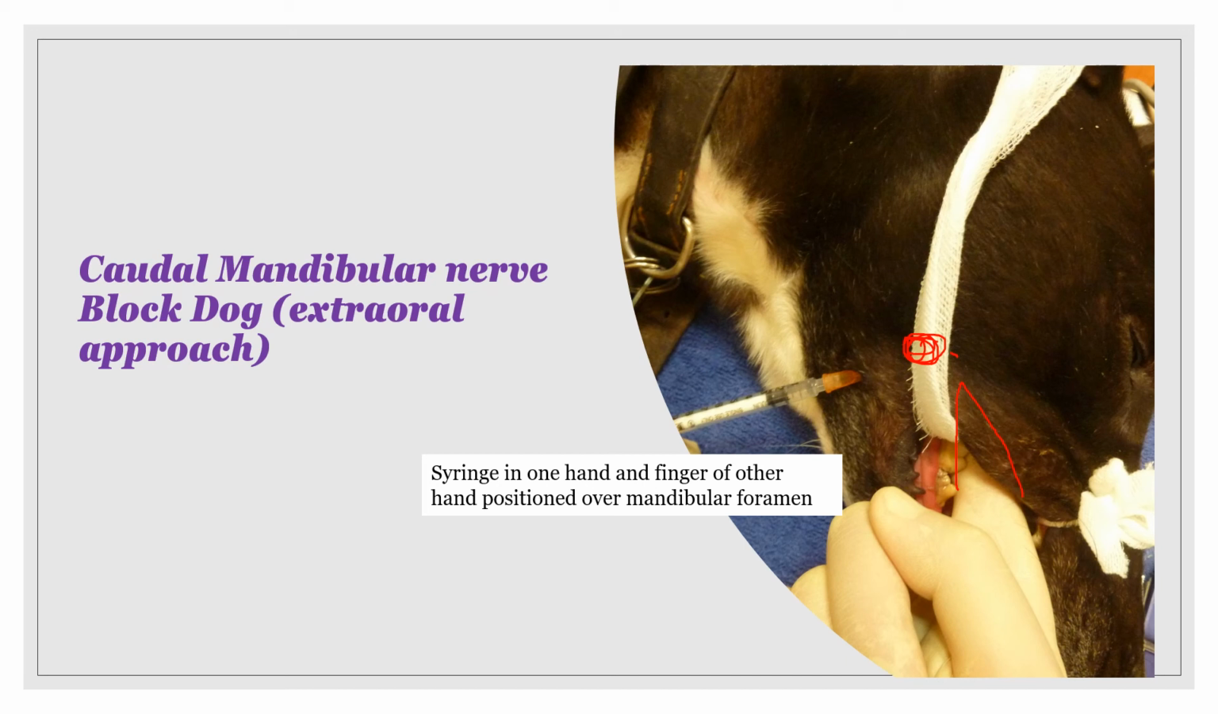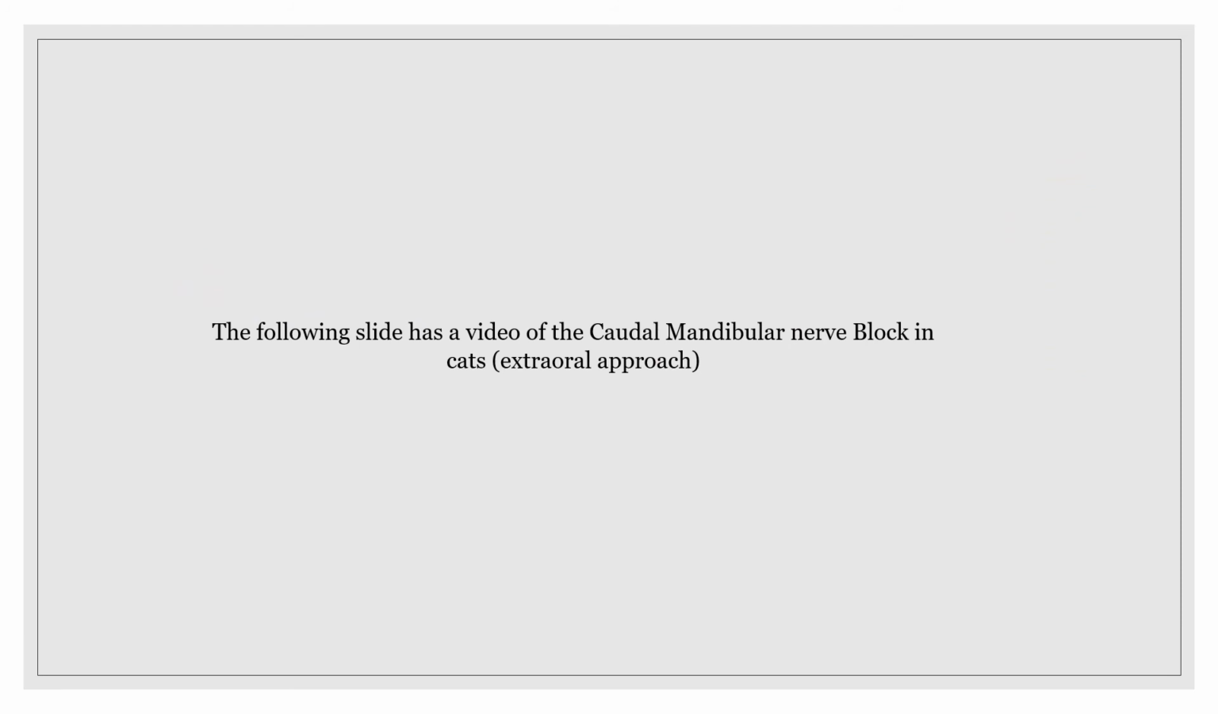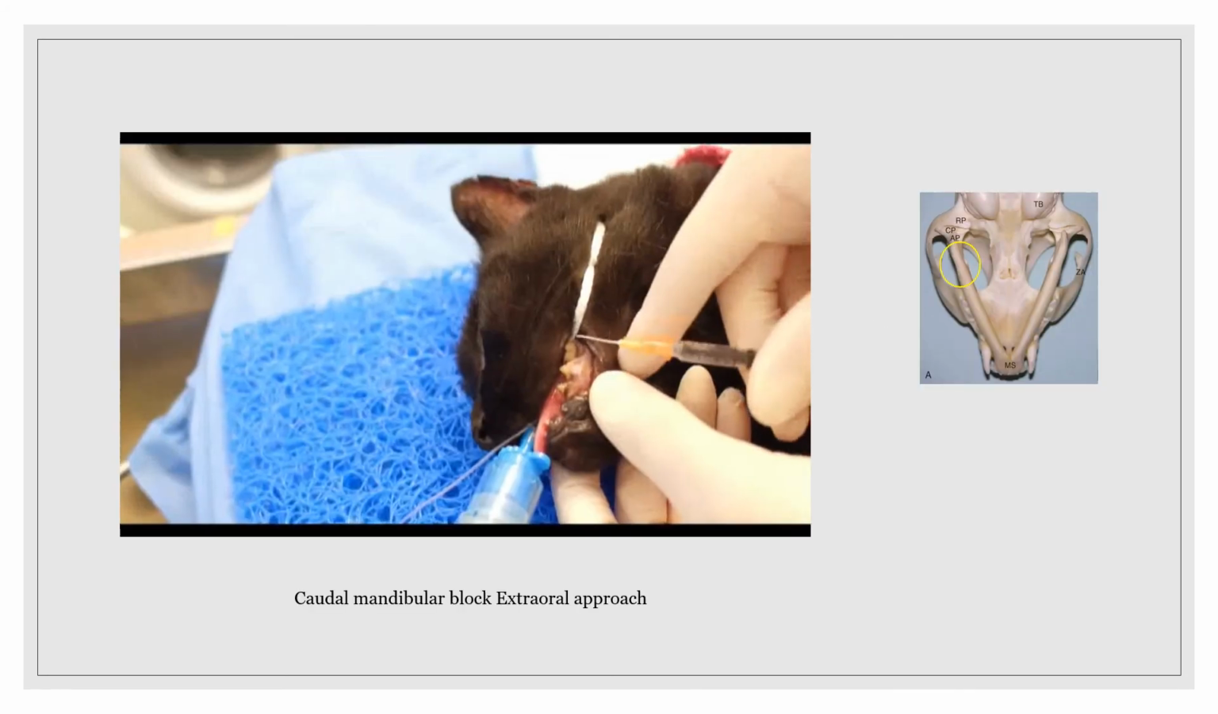Now that I have this other approach, I very, very rarely use it. The following slide has a video of the caudal mandibular nerve block in the cat, the extraoral approach. They'll show you the landmarks for that approach in the cat, and we'll go through that.